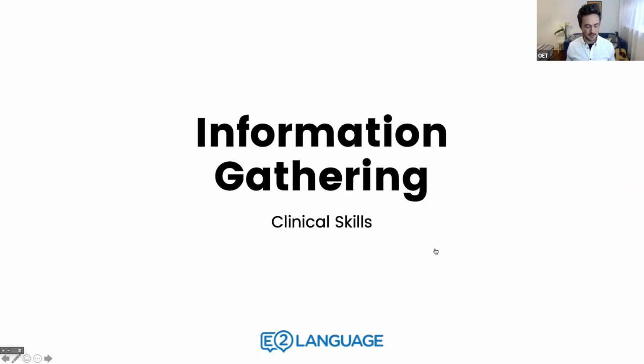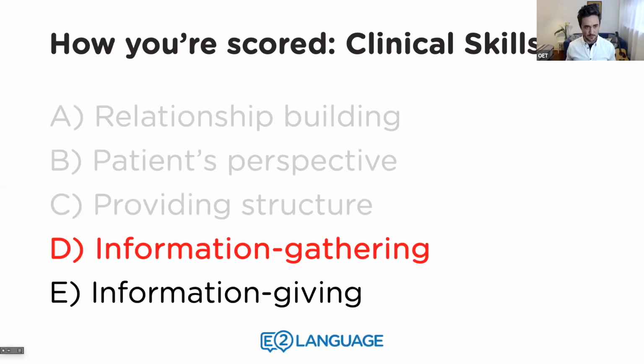Okay, hold on to your questions. I'll continue on. We're nearly done. Okay, next criterion is called information gathering. We've done relationship building, we've looked at patient's perspective, we've looked at providing structure. This one's called information gathering.